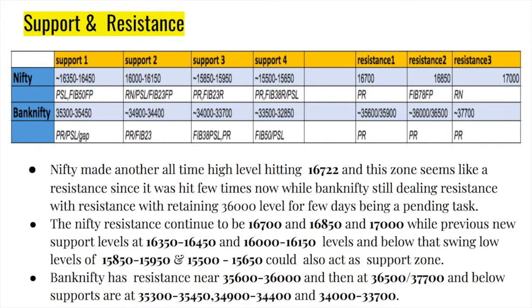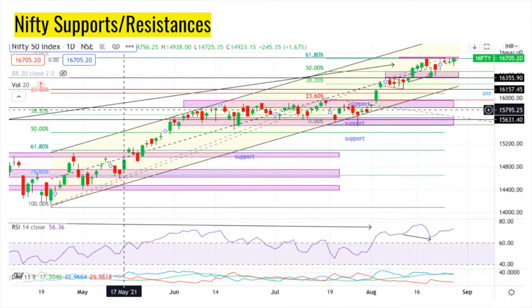36,000 is a major resistance zone. Above that you have 36,500, that is a major resistance zone. Then again, this is all previous resistances. Then you have the all-time high 37,700. This is the previous resistance zone again, all-time high level, right? So these are all support and resistance. You can see them in the charts, whatever is there, right?